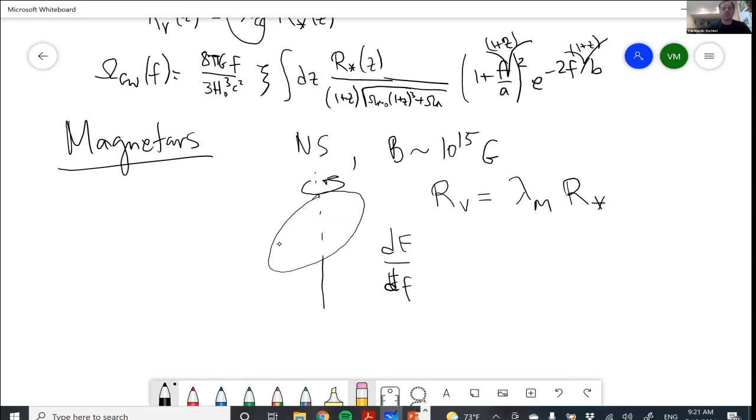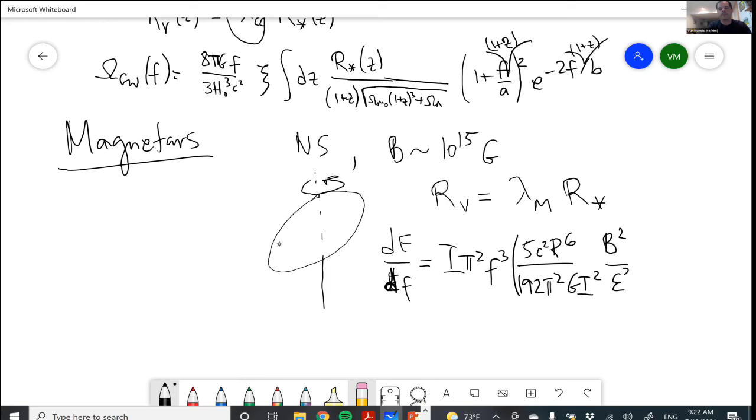Whoops, this is supposed to be D. So dE/df looks like this. Let me just write it down, and we can stare at it. There are two terms. I'm just going to give the formula here without really deriving it. Plus the second term is simply f squared.